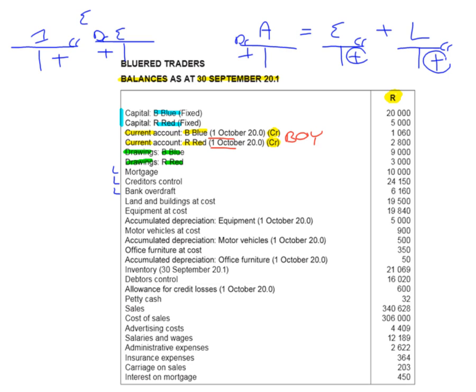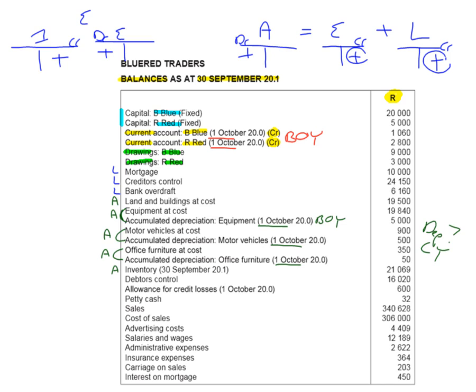Land and buildings at cost, that's an asset. Equipment at cost, as well as the accumulated depreciation on the equipment at the beginning of the year, will be an asset. Remember, you net the two off to get the carrying amount. Motor vehicles along with accumulated depreciation, once again beginning of the year, gives me carrying amount. Office furniture less accumulated depreciation gives me the carrying amount. So we still need to do depreciation for the current year, don't we? Okay, we haven't done it yet.